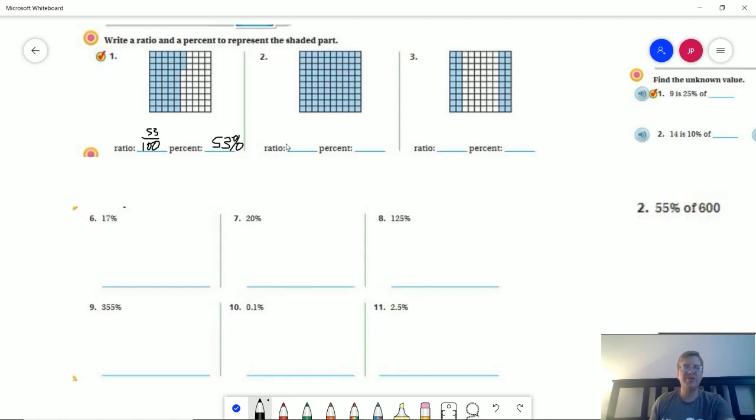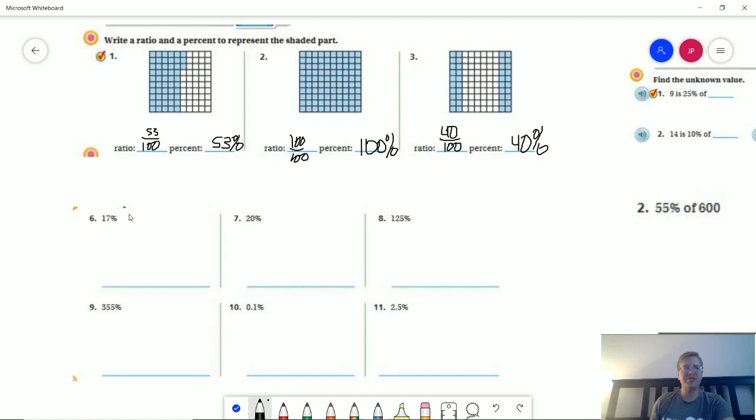For this one, I would have a flat, and that is completely filled in. So it would be 100 parts over 100, and that is going to be 100%. This one looks a little bit odd, but we can count the 10 blocks along here. So 10, 20, 30, 40. So we could say that it is 40 parts over 100. And then our percentage that would go along with that would be 40%.